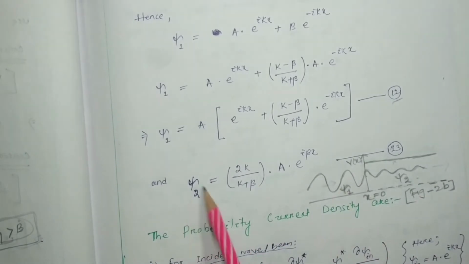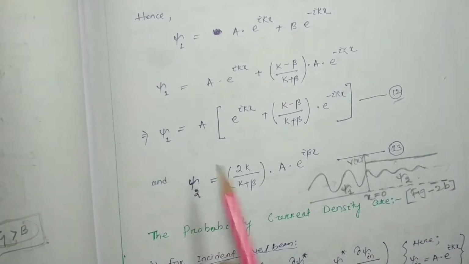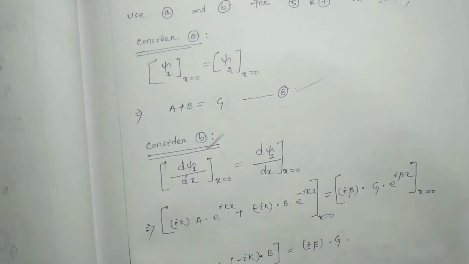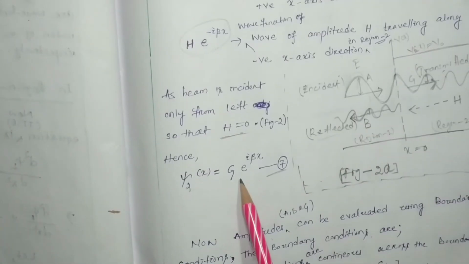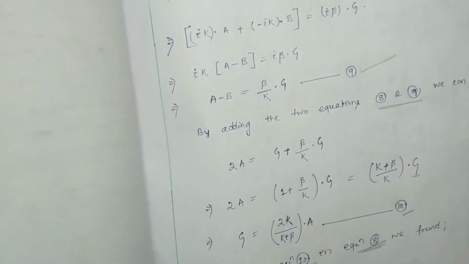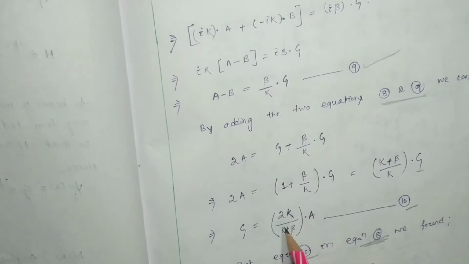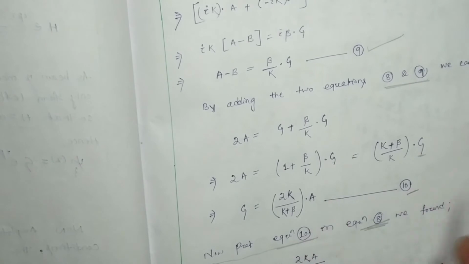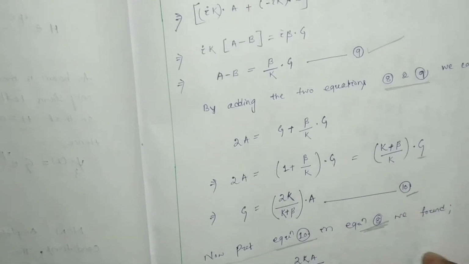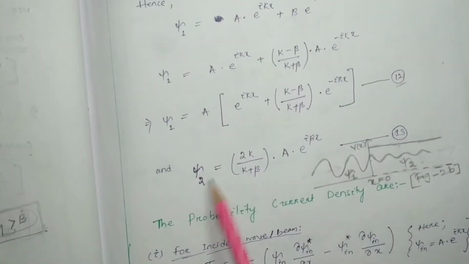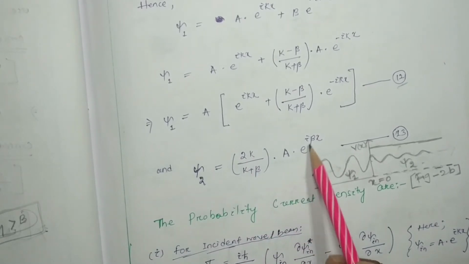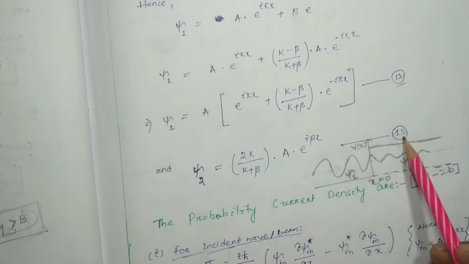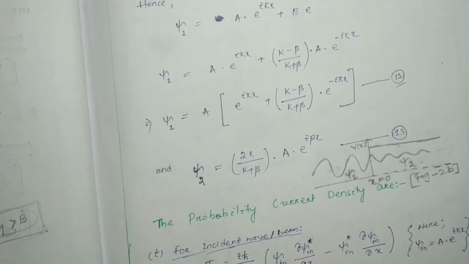Psi 2 is nothing but g into e to the power i beta x. The g value we found here is 2k by (k plus beta) into a, that is equation number 10. So hence psi 2 will be 2k by (k plus beta) into a into e to the power i beta x. Let it be equation number 13.